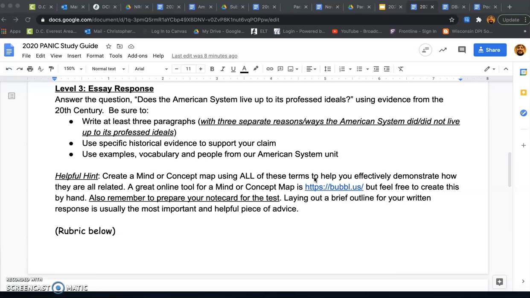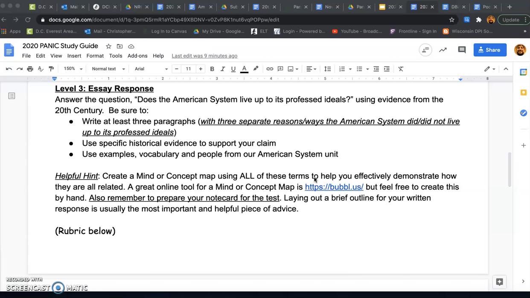Now, a couple more things real quick. You can see the helpful hint down there. Some people find it helpful to make a mind map or concept map. We give you a link to do that digitally if you want. That just might be a helpful way to study. Otherwise, just remember to prepare a note card. I would say the most key thing to prepare for, the part that we put the most emphasis on in this test and your knowledge of the American system, is the written response.